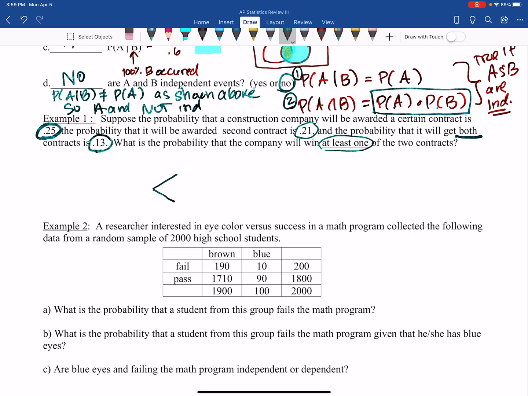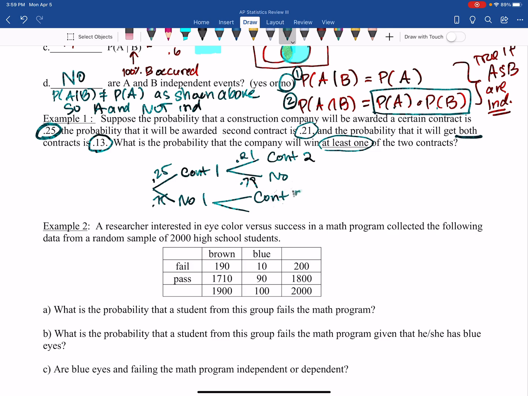Okay, so hopefully you've solved it by now. It says, suppose the probability that the construction company will be awarded a certain contract is 0.25. So I have contract 1 and no contract 1. The probability I get contract 1 is 0.25. The probability I don't get it is 0.75. So now let's say what's the probability of contract 2? Contract 2 is 0.21, and no contract 2 is going to be 0.79.